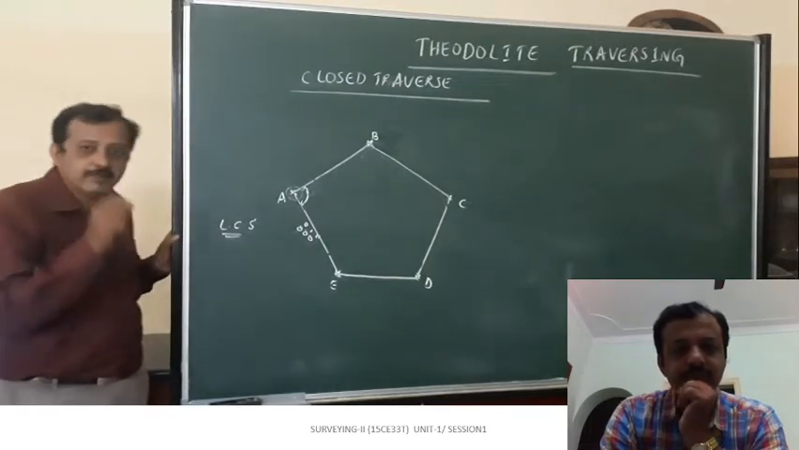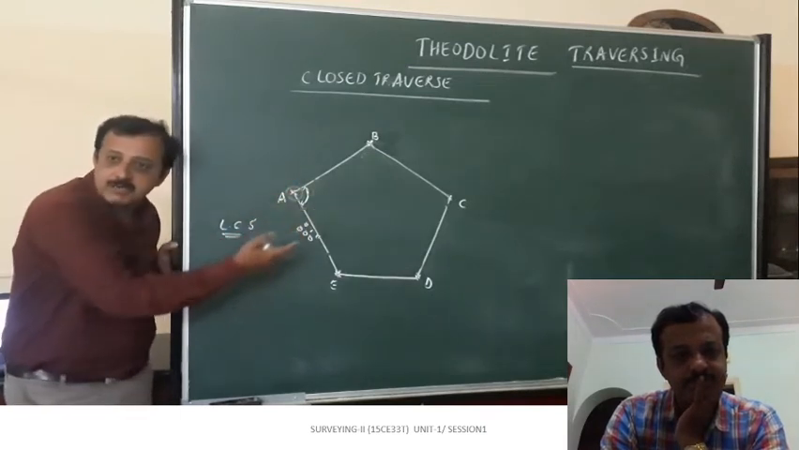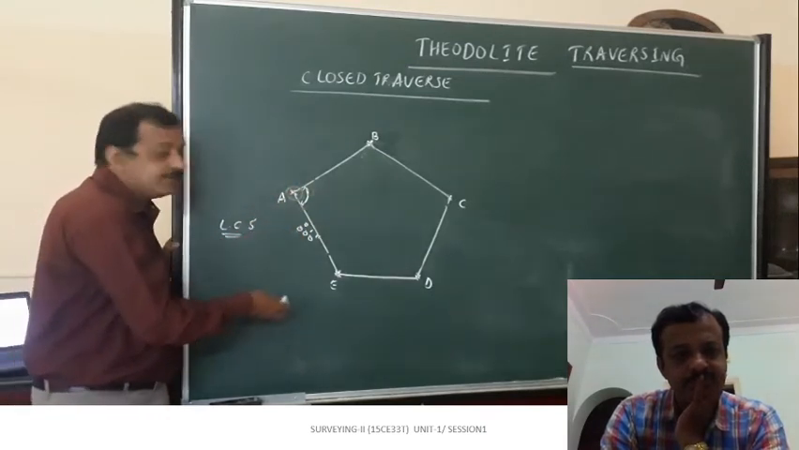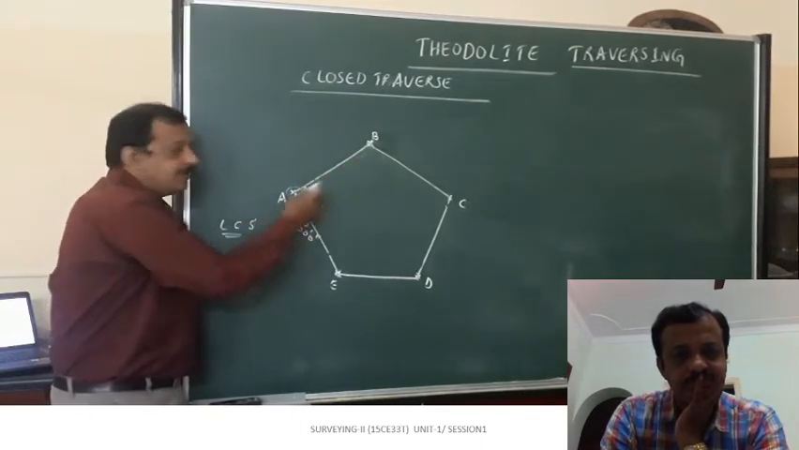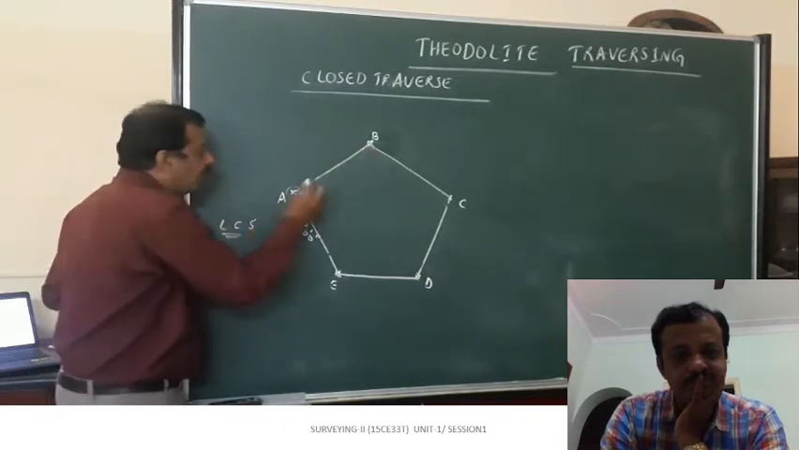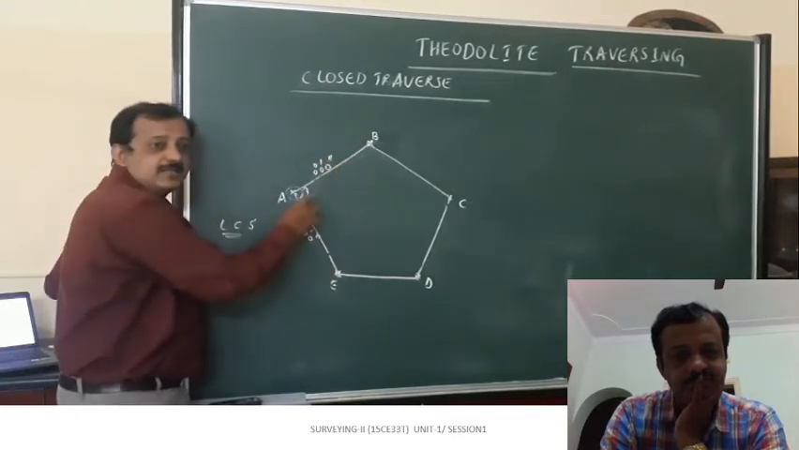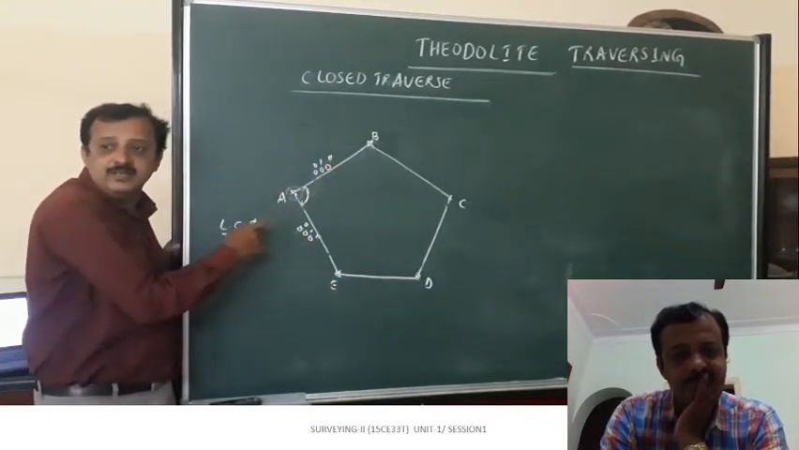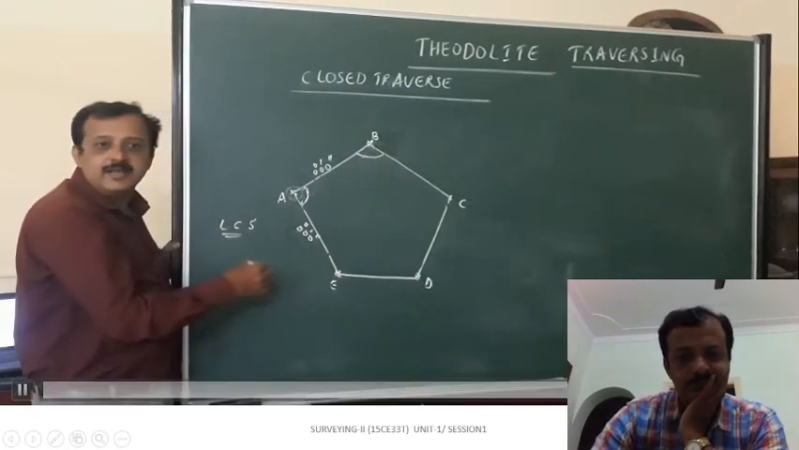Again set 0 degree, 0 minutes, 0 seconds. The same procedure you have to repeat. And then which station have to bisect from here? Bisect A. If you bisect station A, what will be this angle here? This line will be 0 degree, 0 minutes, 0 seconds. Understood? Now I want to measure this angle B. What do you do to measure angle B?